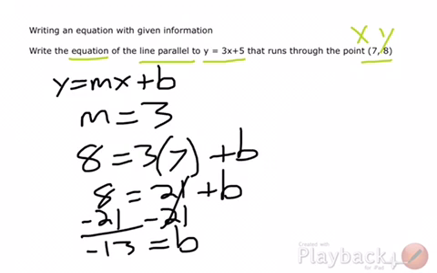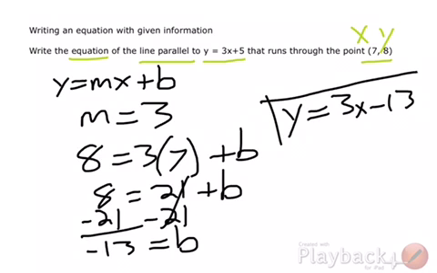So the equation of a line that is parallel to y equals 3x plus 5 and runs through the point (7, 8) will be y equals 3x minus 13. So there's our equation.